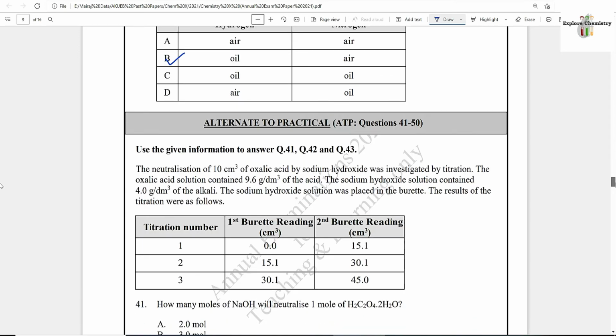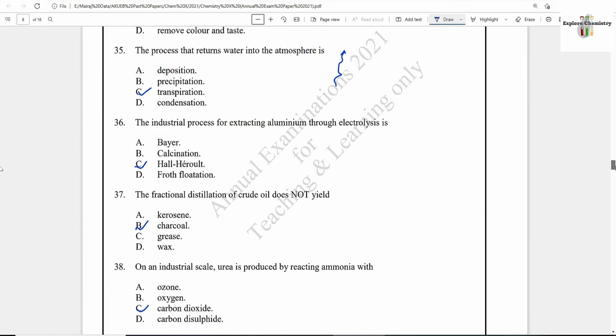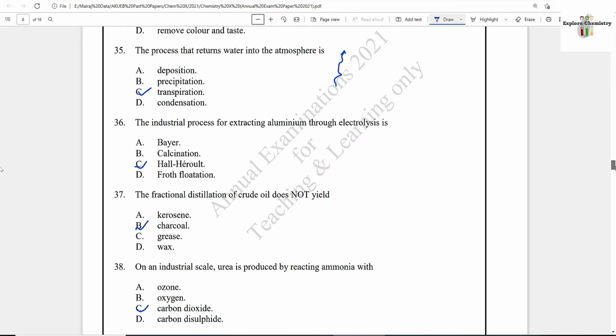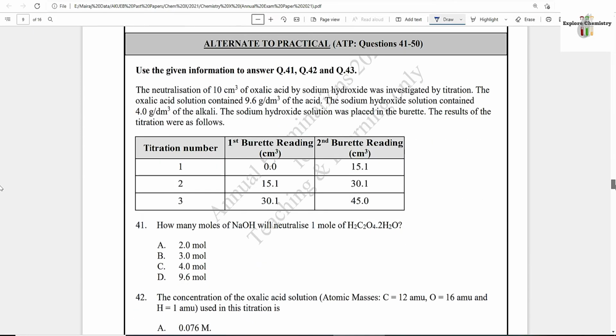Now from here, ATP MCQs are starting. From question number 36, chapter 8, chemical industries, MCQs were started.